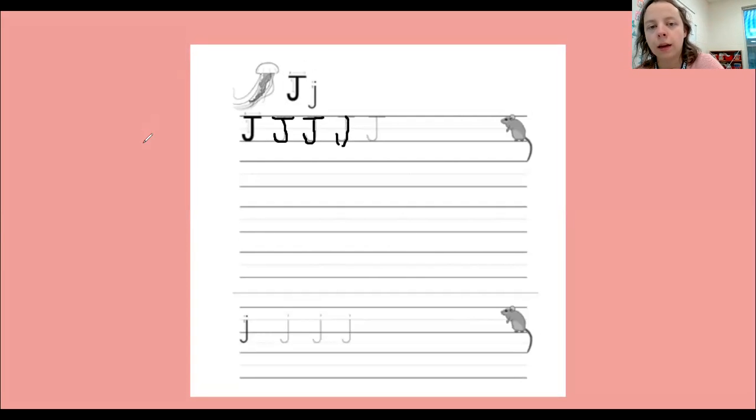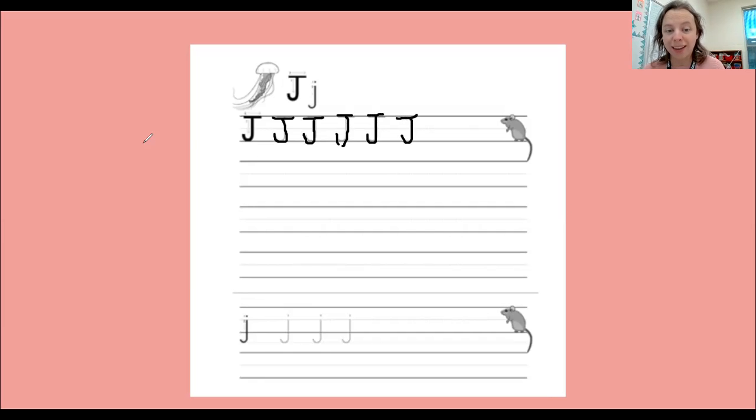Okay, we've got to be careful to keep our letter in between the ear line and the foot line. I know it can be hard, but keep it in between those lines because it's not supposed to go down to the bottom or down past those lines. All right, so there's your uppercase J.